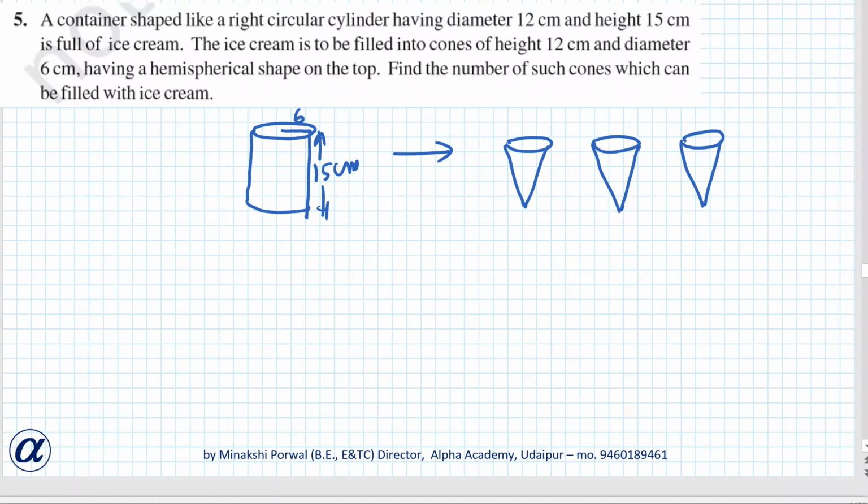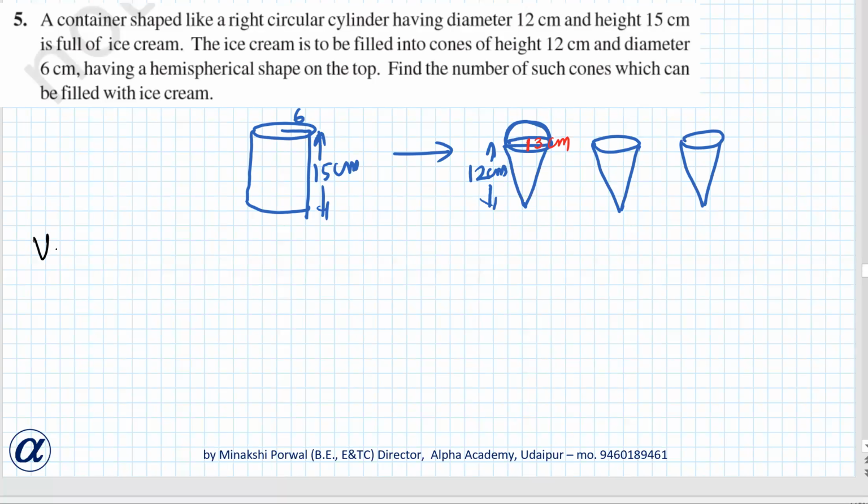So cone has hemisphere. जो आइसक्रीम ऊपर भरेंगे उसमें ऊपर वाला शेप तो हेमिस्फीयर है और नीचे वाला कोन है. Filled into cones of height 12 centimeter. Height of cone is 12 and diameter is 6. That is radius is 3. So radius is 3 and having a hemispherical shape on the top. Find the number of such cones which can be filled.